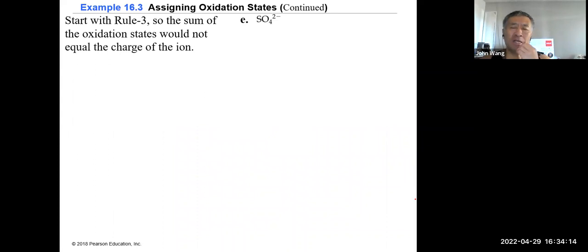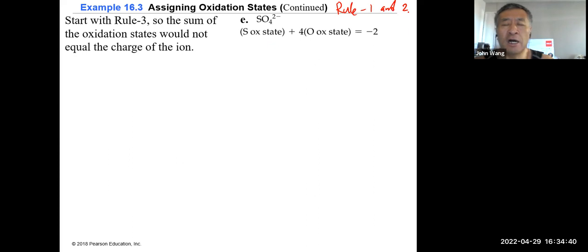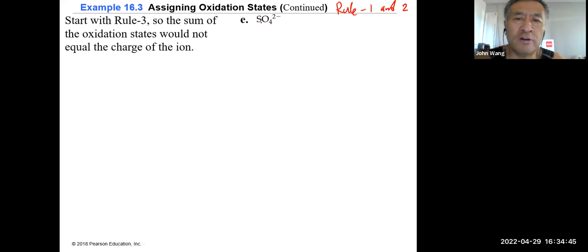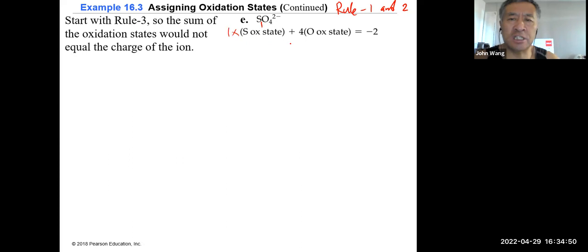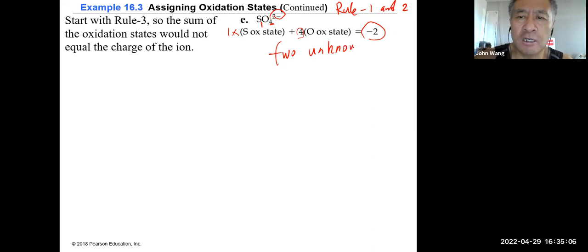Then the fifth question in this practice is SO4 2 negative. Again, we cannot get any answer using rule one or rule two, because they do not apply. It's not a free element, not a monatomic ion. Then we see we have one sulfur, so one times the S oxidation state, plus four, this four comes from the four oxygens here, equals negative two. The negative two comes from the charge. Again, there are two unknowns. We don't know the oxidation state of sulfur, and we don't know the oxidation state of oxygen.